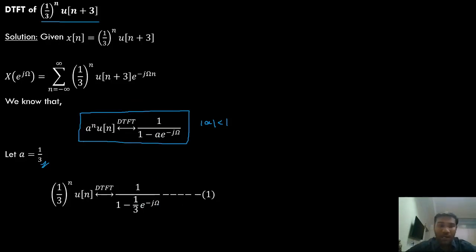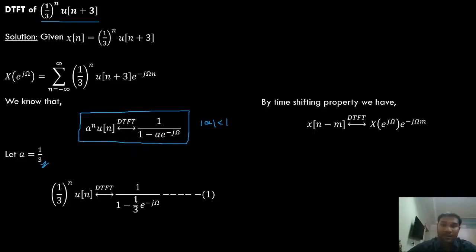Now I will use time shifting property. Let me use time shifting property. What does time shifting property say? It says x of n minus m will have DTFT x of e power j omega into e power minus j omega m. Now I will substitute m is equals to minus 3, right? I'll apply time shifting property on this first equation and substitute m is equals to minus 3.